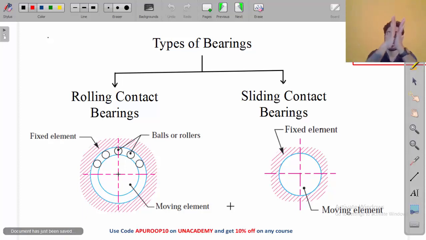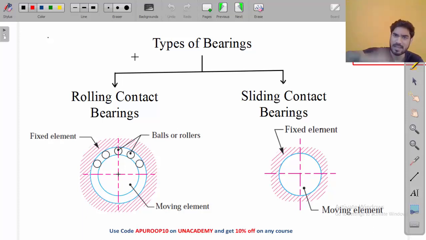This motion is rolling motion and this motion is sliding motion. So it is the type of contact between the shaft and the support. It can be rolling contact or sliding contact. What is the major difference between the two? In rolling contact, the friction is very, very less. In sliding contact, the friction is maximum. So the bearings can be rolling contact bearings if the contact is rolling contact, otherwise they are sliding contact bearings. Now look at this, my friend.